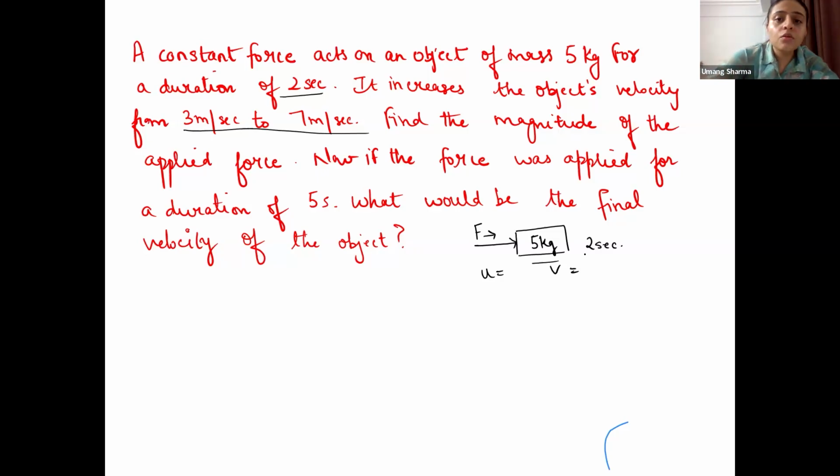Yes. So now what is it asking next? What is the next statement? Find the magnitude. All right. Everyone is on the right track. U is 3 meter per second and V is 7 meter per second. Now tell me, what is it asking? Find the magnitude of the applied force. So you can calculate the applied force. First of all, write the formula M times A and now calculate it, everyone.